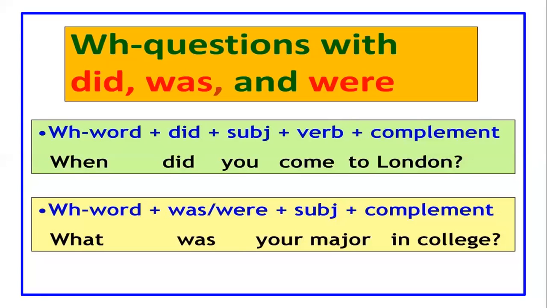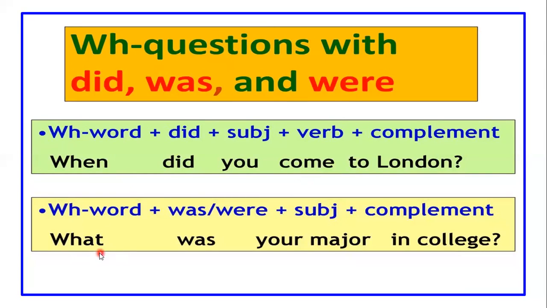So the formula again, so let me just have my super duper spotlight. Okay, WH word plus did plus the subject plus the verb plus the complement. This is the formula where you're going to use any verb, but it's not verb be. For example, when did you come to London, right? So in this case, the main verb is come, but it remains in the simple form, or the base form, because we are using the auxiliary did. So my verb is in the present tense.